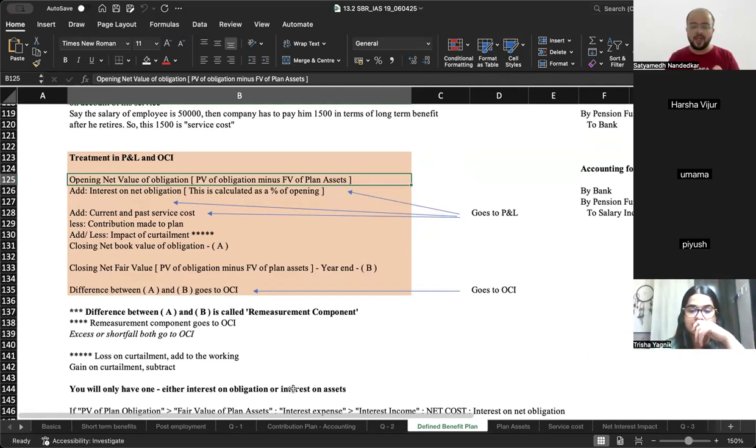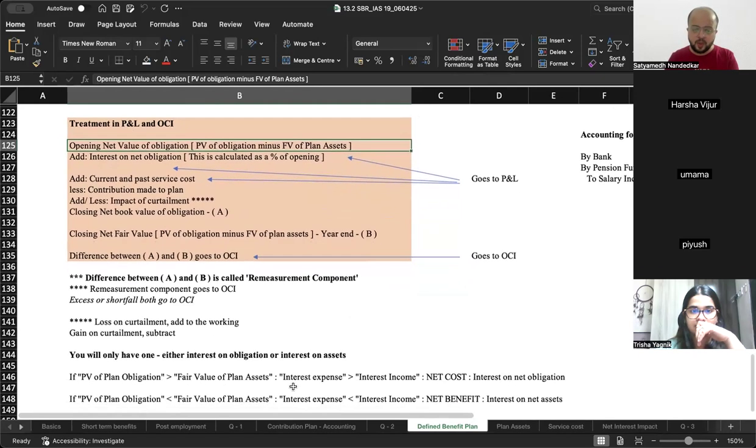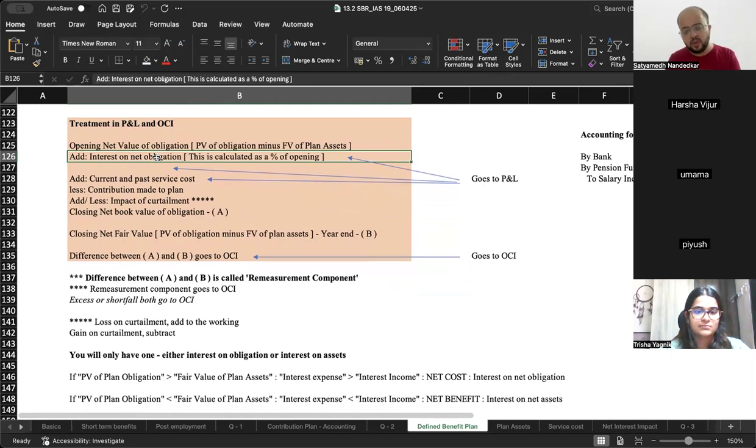If this turns out to be a net asset position and not a net obligation position, show it with a minus sign, don't show it with a plus sign. Add the interest on net obligation. This will be given to you in the question.